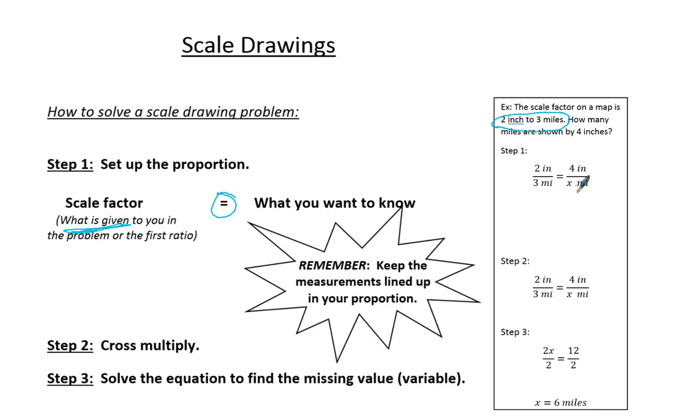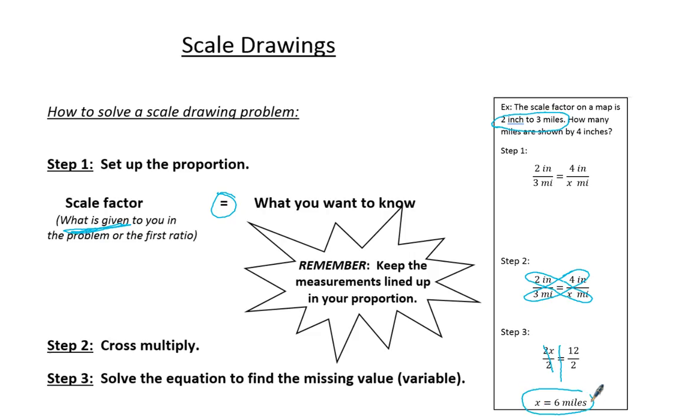So 4 over x. Then our step 2 says cross multiply. So you cross multiply here and get 2x equals 12. That's where we get in step 3. 2x equals 12 is our equation that we need to solve. It looks like we need to divide by 2 on both sides in order to get x alone. And when we do that, we get x equals 6 miles.